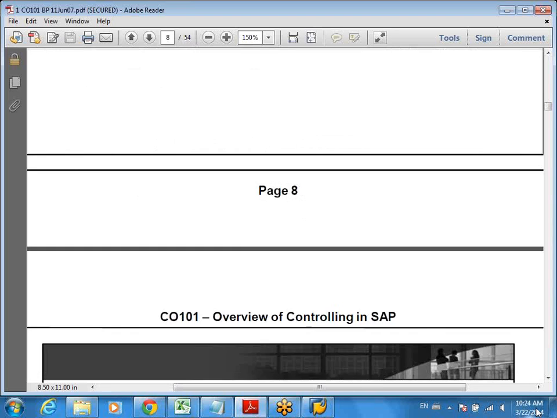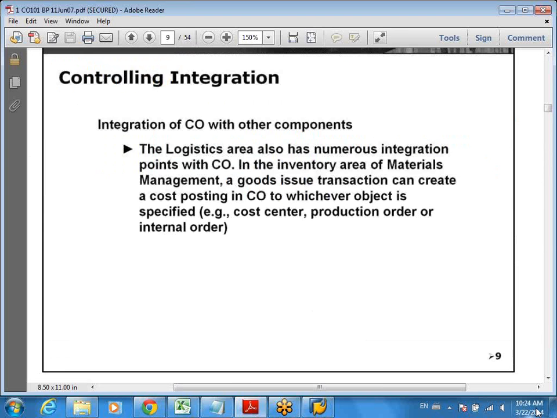Okay, there are a lot of integrations to CO. One of the integrations to CO is the logistics area. The logistics area has numerous integration points to CO in the inventory area of materials management. So whenever you do a goods issue, right, goods issuing for what? Goods issue could be for consumption, for production, or for a specific order, right? I'm issuing the goods for something. So all those things have cost implications.